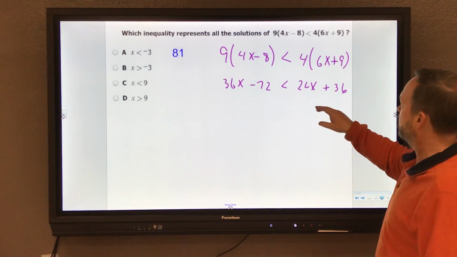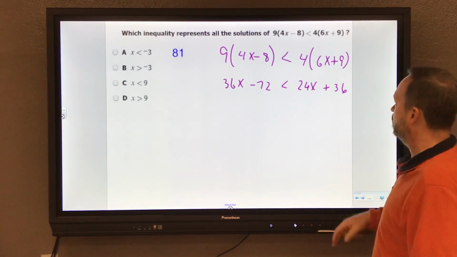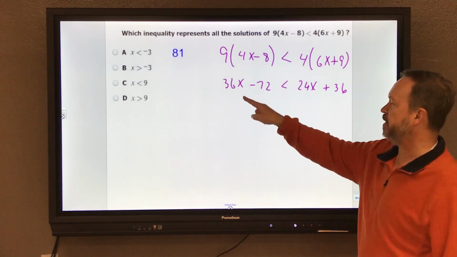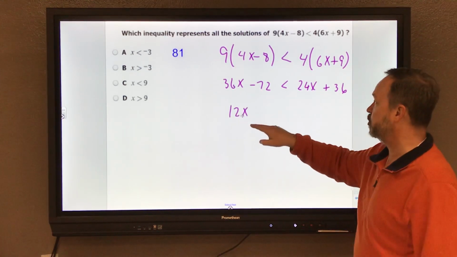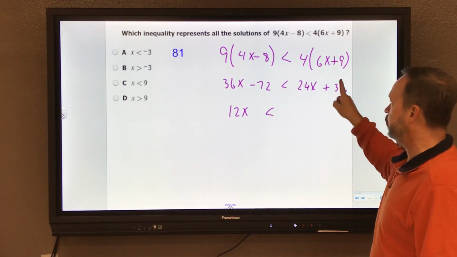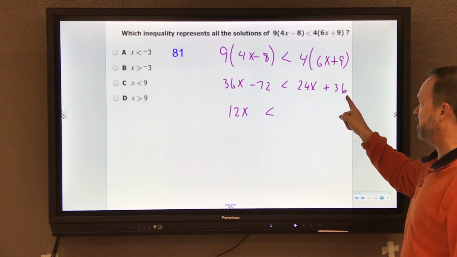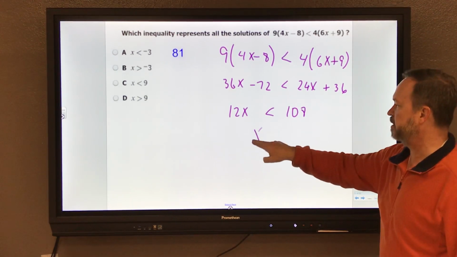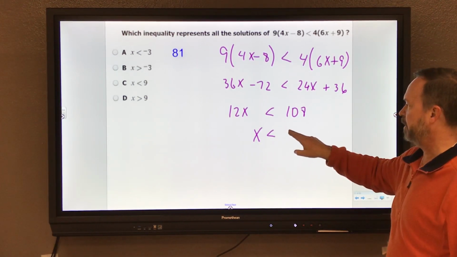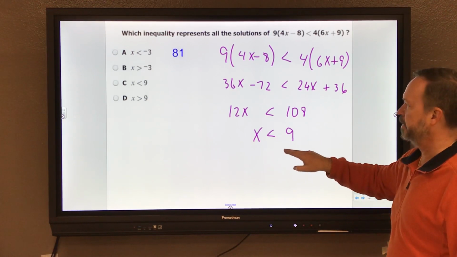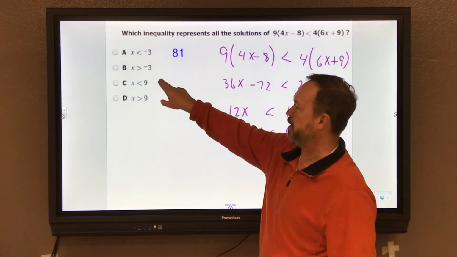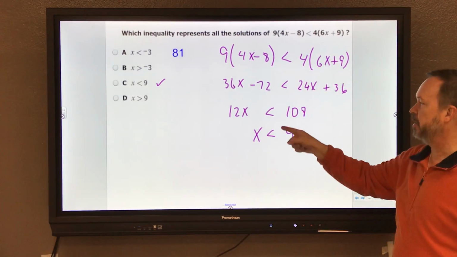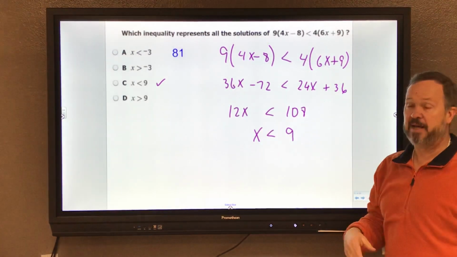Then, I lost my little tag on my 4. All right, so 24. So I'll throw the 24x over here, makes that 12x because I'm subtracting. And then throw the 72 over here, which makes it plus 72, which I believe is 108. So x ends up being, if I divide by 12, less than 9. So that would indicate the C answer. And I had no reason to flip my sign because I didn't multiply nor divide by a negative.